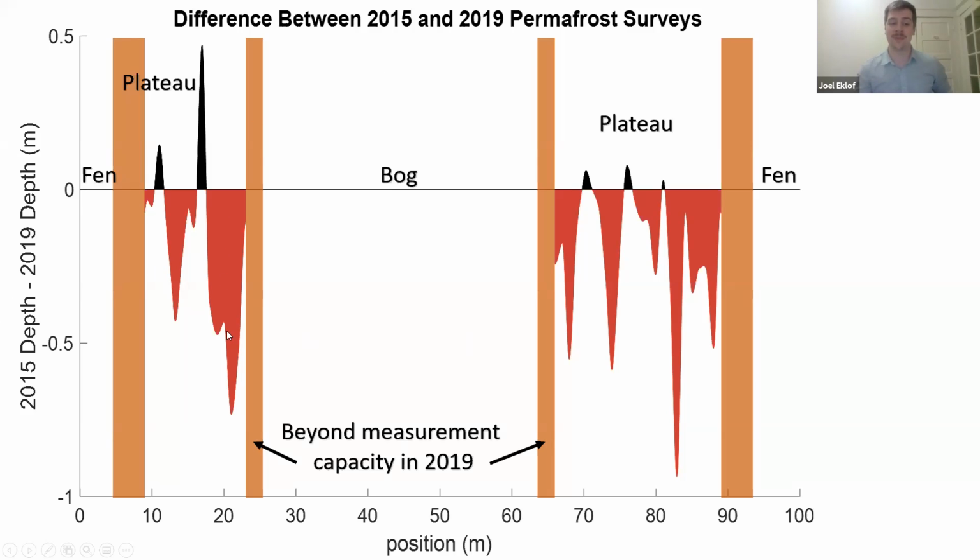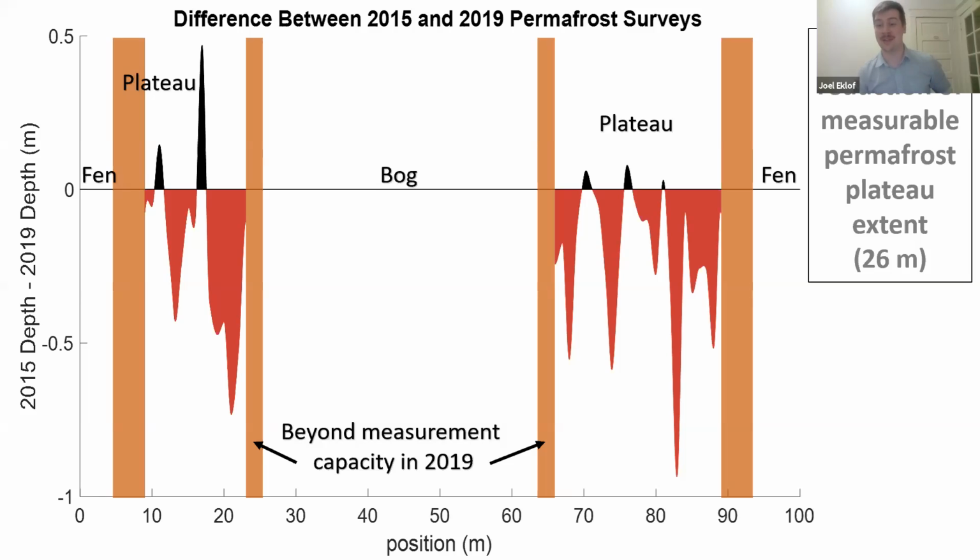These orange bars represent measurement locations that were within our measurement capacity in 2015. Both studies used a 2.1 meter long frost probe. Permafrost depth was within that 2.1 meters in 2015, but once we got to it in 2019, that permafrost depth was beyond our ability to measure.